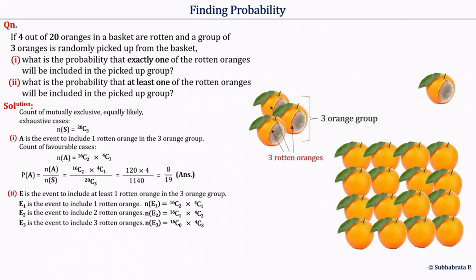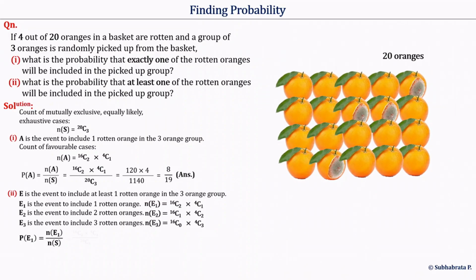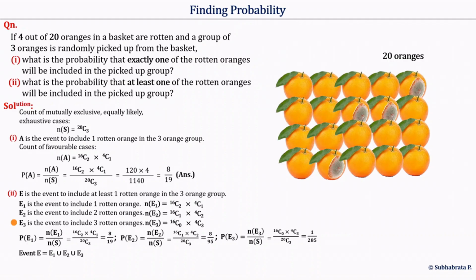So if we calculate, the probability of event E1 is 8 by 19. Probability of event E2 we can get 8 by 95. Probability of event E3 is 1 by 285. Here E1, E2, E3, these are mutually exclusive events. We can notice event E, to include at least one rotten orange, is actually the union of these three events.